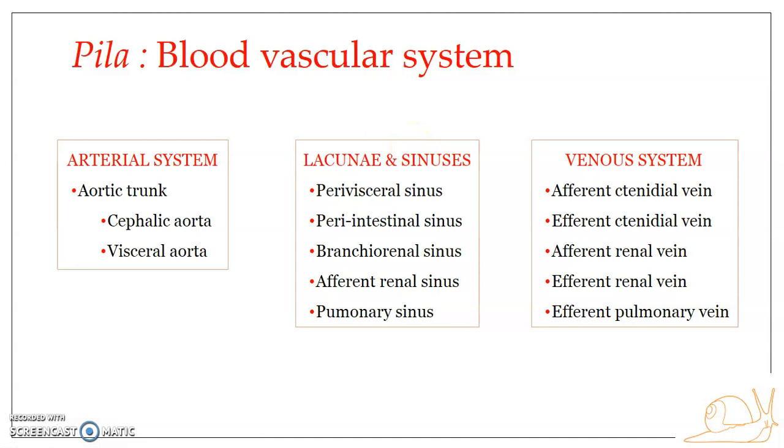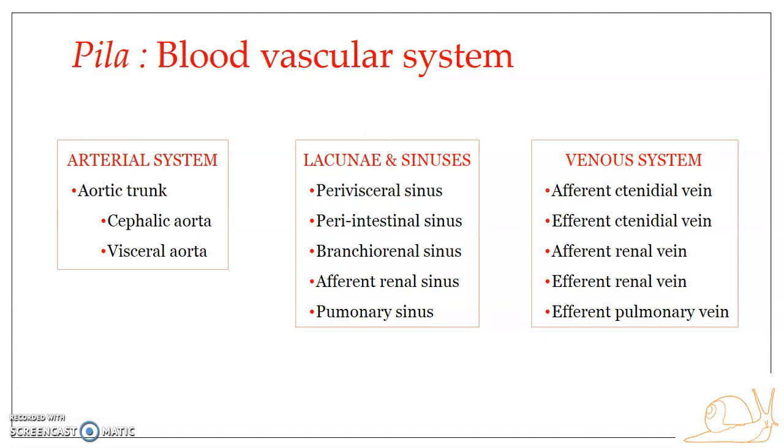When we list out the major sinuses, we can find five in number. The first one is the perivisceral sinus. As the name suggests, it is located in the visceral mass and around the buccal mass and esophagus. As already mentioned, sinuses are formed by the merging of the lacunae, and the lacunae receive blood from various parts of the body.